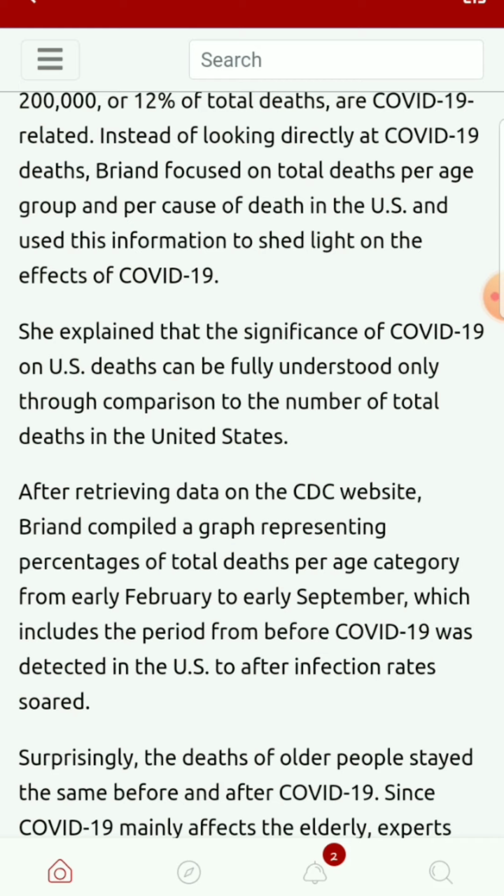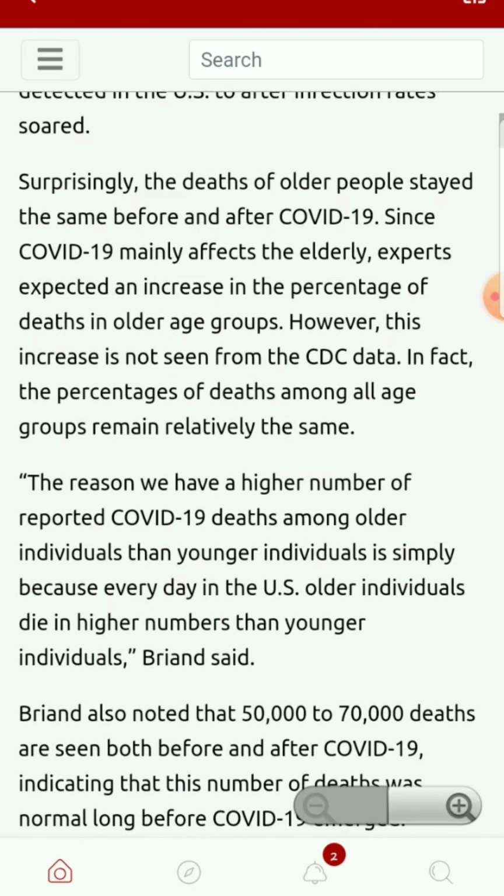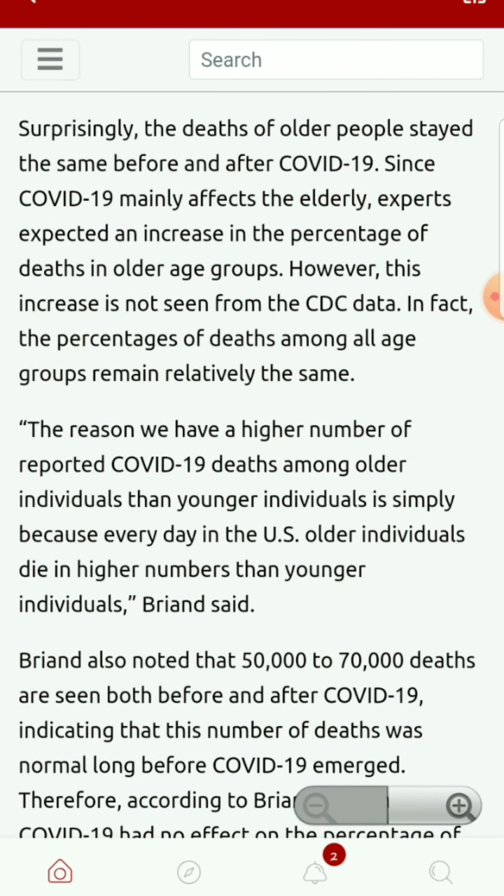Surprisingly, the deaths of older people stayed the same before and after COVID. Since COVID-19 mainly affects the elderly, experts expected an increase in the percentage of deaths in older age groups. However, this increase is not seen from the CDC data. In fact, the percentages of deaths among all age groups remain relatively the same.